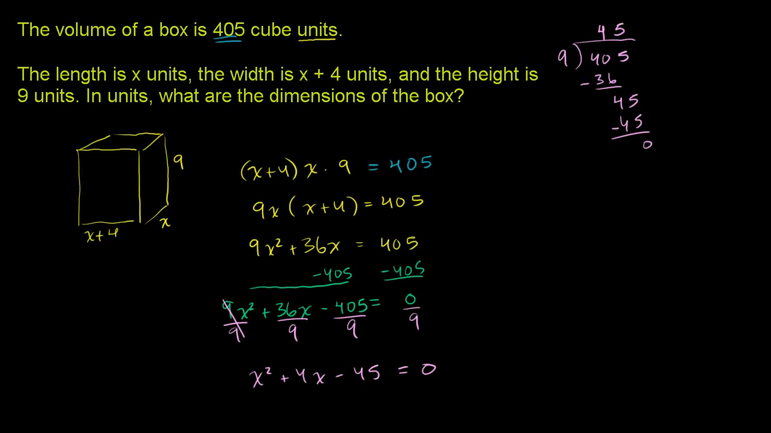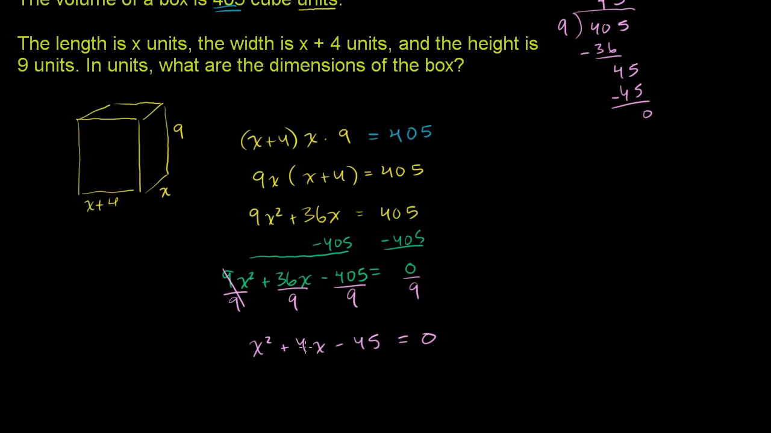So let's think about it. If you have positive 9 and negative 5, I think that'll work, right? Positive 9 plus negative 5 is 4. And when you take the product, you get negative 45. So you have x plus 9 times x minus 5 is equal to 0. Just factored it out.